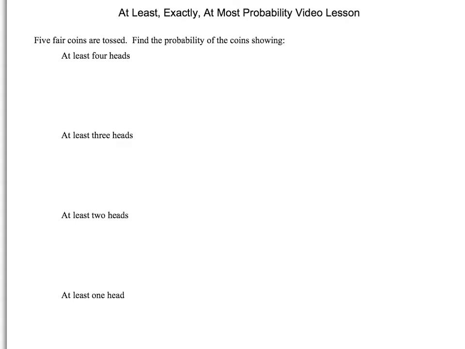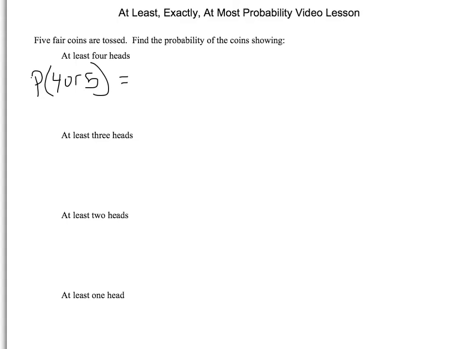Today we're going to go more in depth with the probability piece of it, and it does get more difficult today. It says 5 fair coins are tossed. Find the probability of the coins showing at least 4 heads. Well, if I'm tossing 5 coins and I want at least 4 heads, that means I could get 4 or 5 heads. So I want to find the probability of getting 4 or 5 heads.